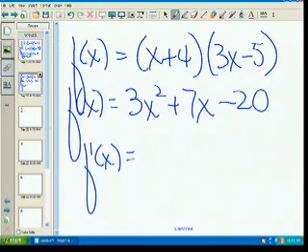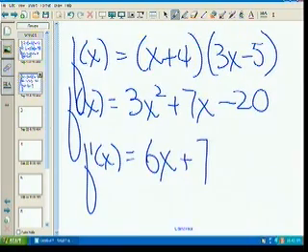Now, we're not going to have the luxury of checking all the time, but we can check here. Derivative of 3x squared, 6x. Derivative of 7x, 7, plus 7. Derivative of minus 20 is 0. Same answer? Yes, sir. Same answer. All right, let's try another one.